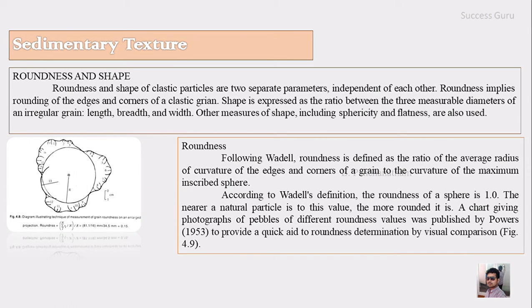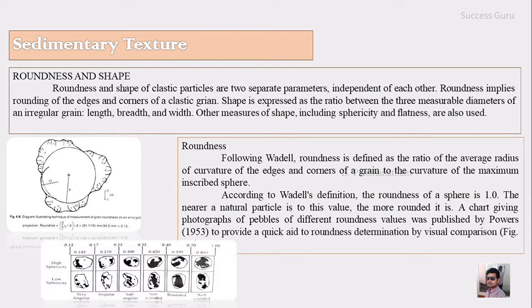Actually, according to Wadell, roundness is defined as the ratio of the average radius of curvature of the edges and corners of a grain to the radius of curvature of the maximum inscribable sphere. According to Wadell's definition, the roundness of a sphere is 1. The nearer a natural particle is to this value, the more rounded it is. A chart giving photographs of pebbles of different roundness values was published by Powers in 1953 to provide a quick aid for roundness determination by visual comparison.